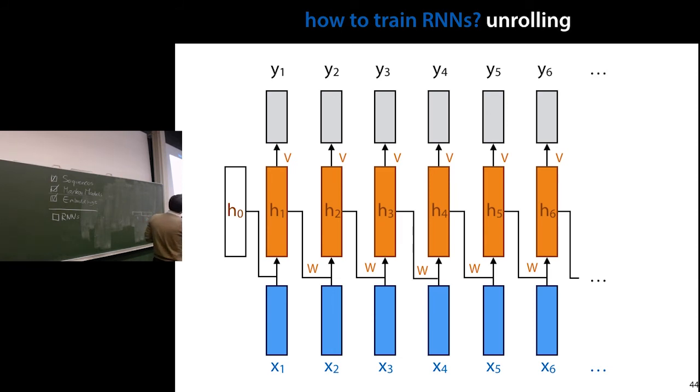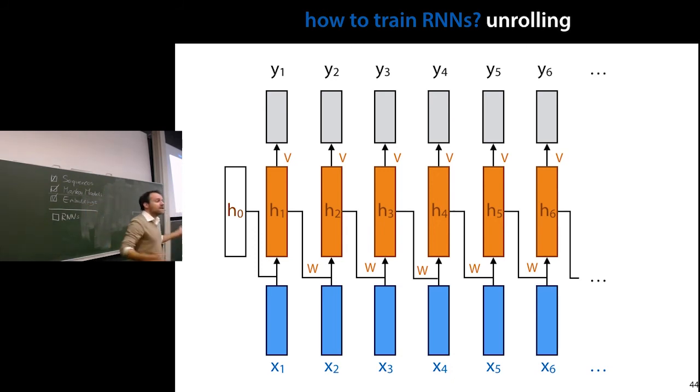Basically, this is what we did at time step 1. We fed it input x1. We set h0 to 0. We concatenate the two, we multiply by W, we get h1, we multiply by V, and we get some output. Then at the next time step, we take this h1, concatenate it to x2, multiply it by W, we get h2, we multiply it by V, and we get the second output. So this is what we did step by step. We just unroll the network through time.